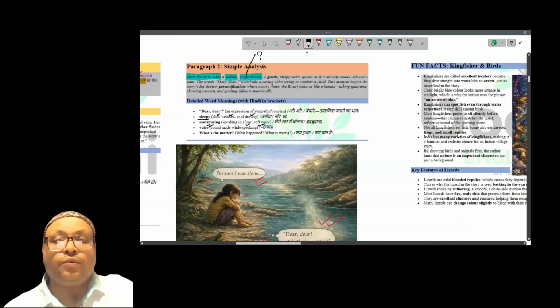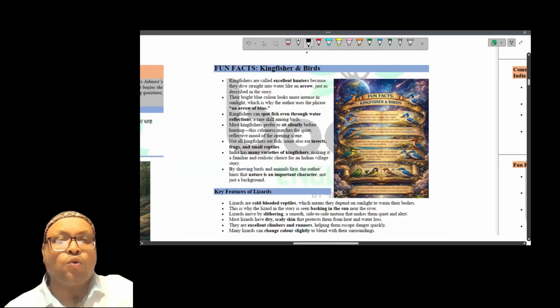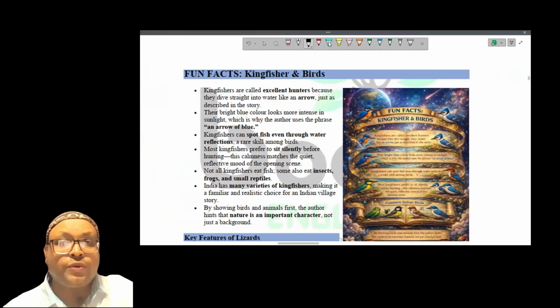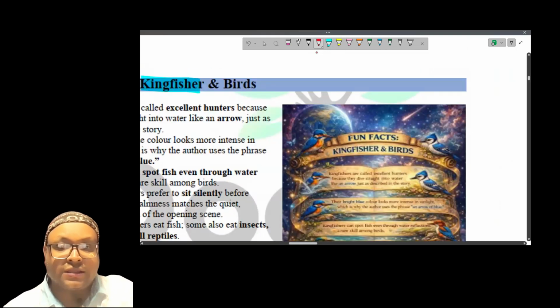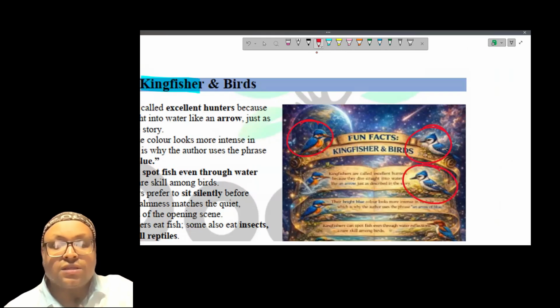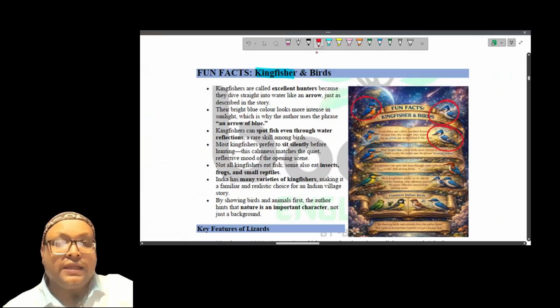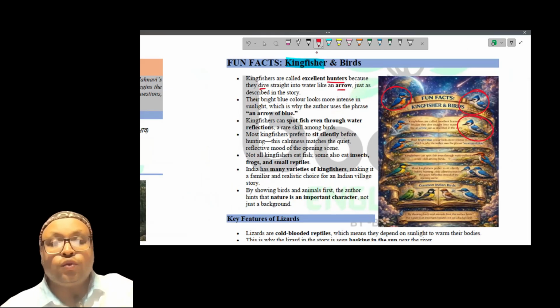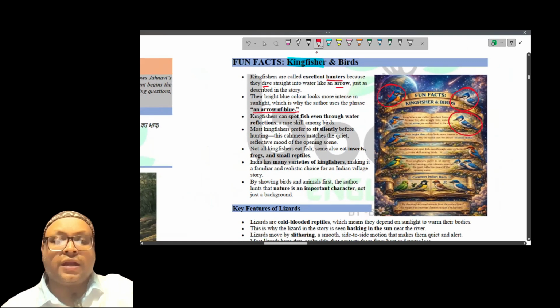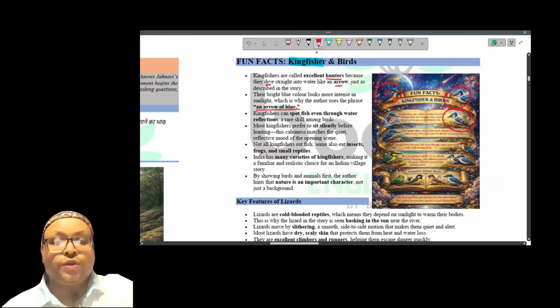Now, we have some fun facts gathered here about kingfisher birds. In our story, we have kingfisher birds. Generally, they look like this. You can see here, they look like this. These are the ways kingfisher birds are there. And they are excellent hunters. They can dive into the water like an arrow. And that's why in our story, it is told as an arrow of blue. Why blue? Kingfishers are blue in color. Anyway, there are lots of other birds which we see.